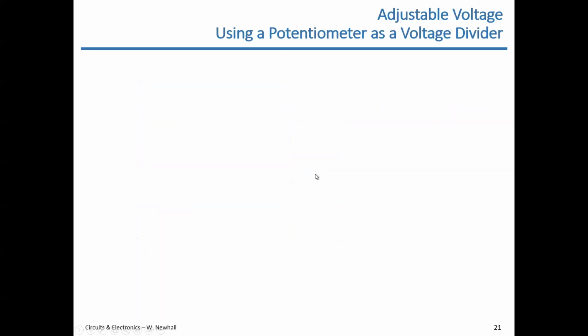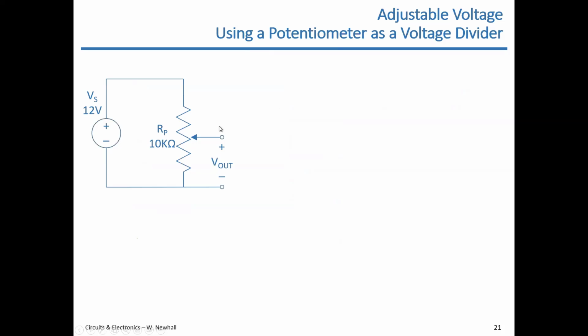But let's keep it kind of straightforward, baby steps first. Let's talk about an adjustable voltage that you can create with a potentiometer. We're going to use the potentiometer as a voltage divider. So let's assume this circuit here. Let's say I want a variable voltage V out. So I turn the knob and I want a voltage between 0 volts and 12 volts. This circuit will do that.